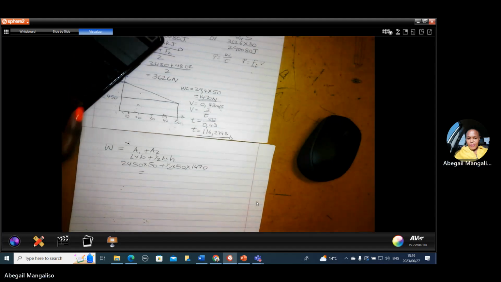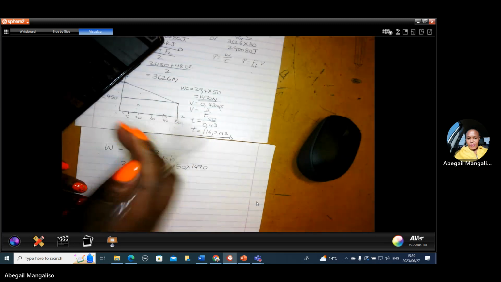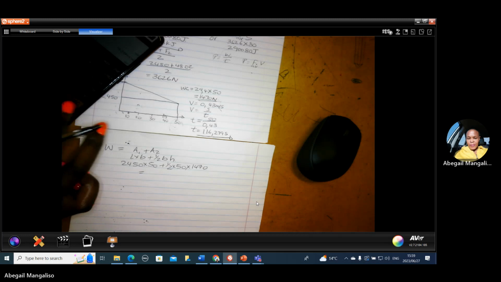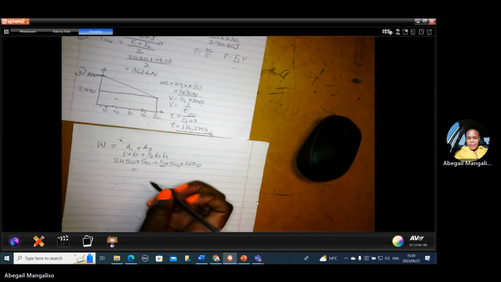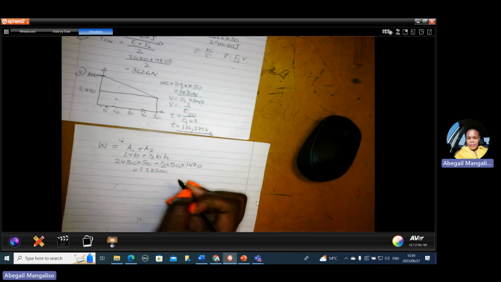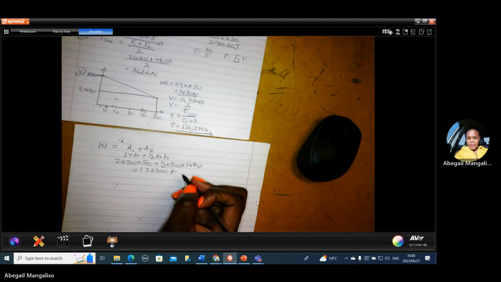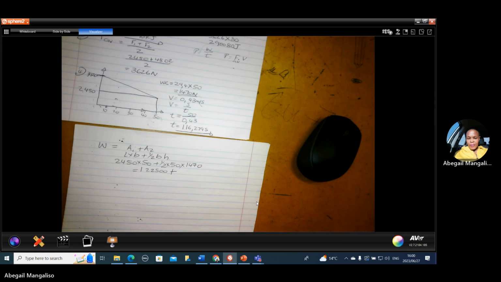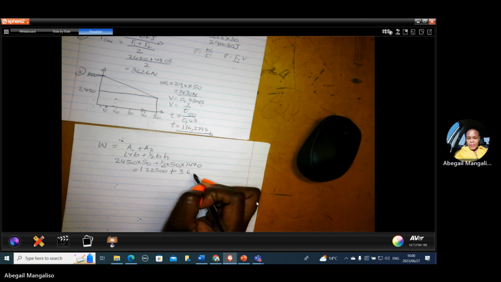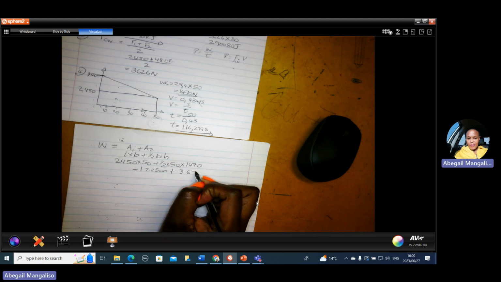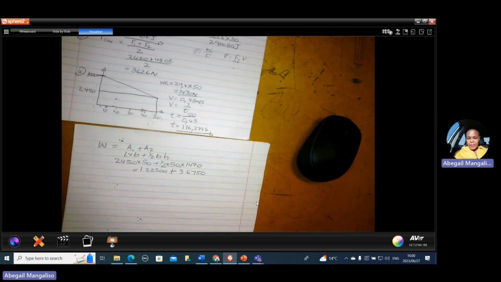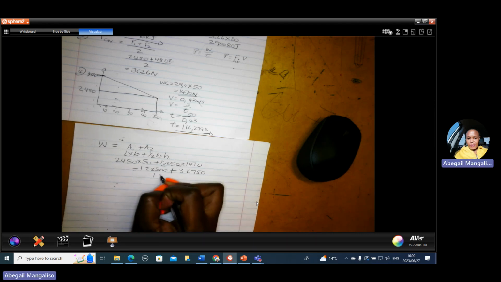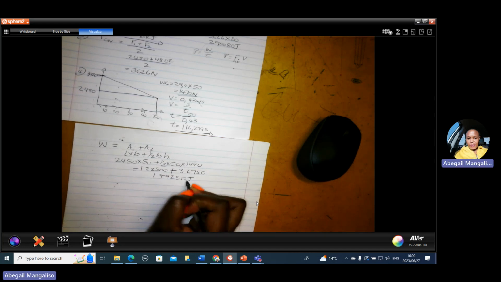Use your calculator to get the answer. 2450 times 50 is equal to 122,500 plus half times 50 times 1470. This is 36,750. Then you add the 122,500. The answer is 159,250 joules. That is the work done.